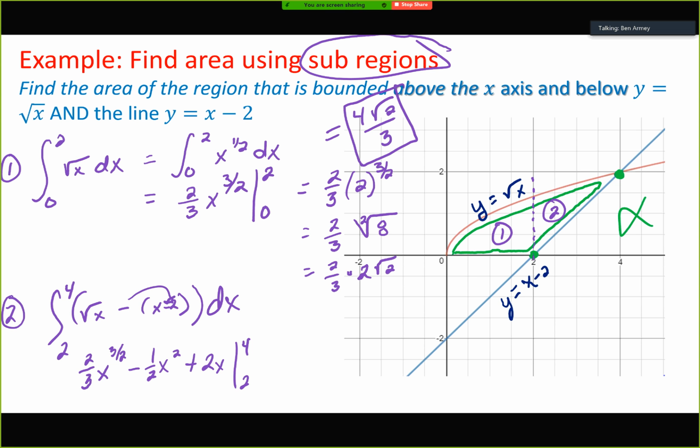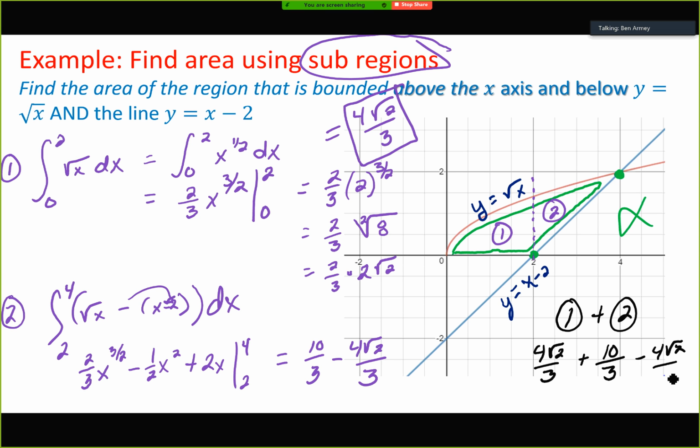This is one we could do with the fundamental theorem of calculus, and I'll just tell you it ends up being 10/3 minus 4 root 2 over 3. So something should pop out at you there. Now if I add together region 1 plus region 2, I have 4 root 2 over 3 plus 10 over 3 minus 4 root 2 over 3. Those are opposites, so I don't have to worry about that. So the area of this region is 10/3.